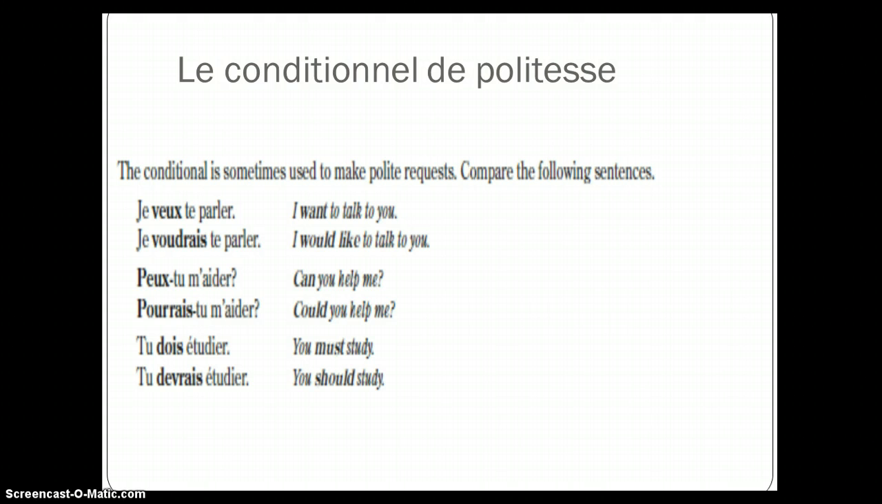And so that is a very useful form to know, since it's likely that you would give advice or speak more politely using those verbs. And that's all that we have for the conditional tense.